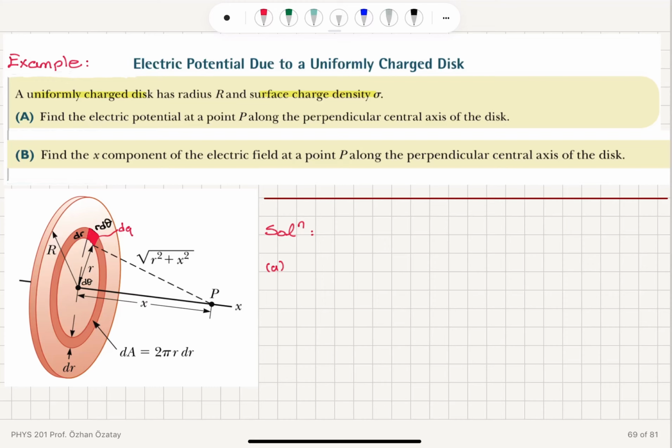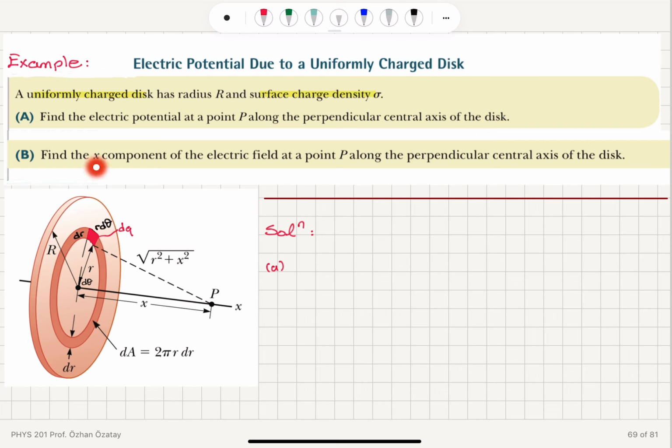Electric potential due to a uniformly charged disk. A uniformly charged disk has radius capital R and surface charge density sigma. Part A, find the electric potential at a point P along the perpendicular central axis of the disk.